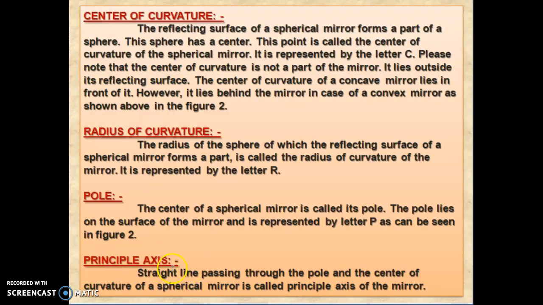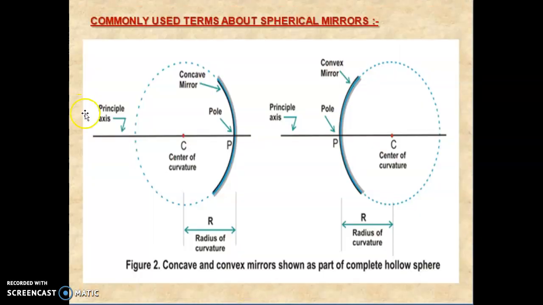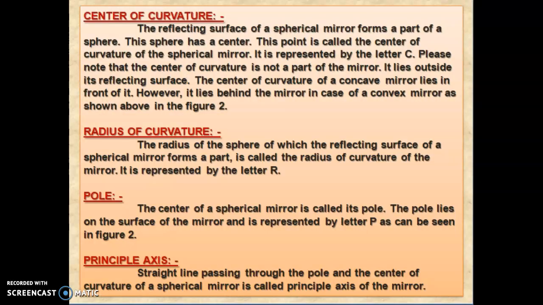Next, principal axis. The straight line passing through the pole and the center of the curvature of the mirror is called the principal axis of the mirror. So what is the principal axis? This is the line that passes through the center of the curvature as well as the pole. Here it is also a principal axis. It is passing through the center of the curvature as well as the pole. So this line we call the principal axis of a mirror. Hope you all understood these terms: center of curvature, radius of curvature, pole and principal axis.